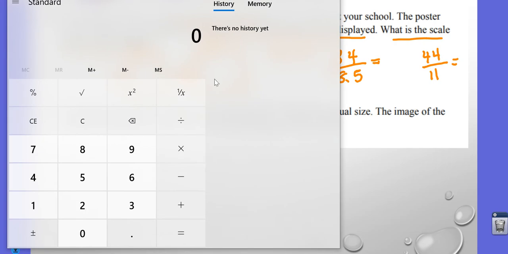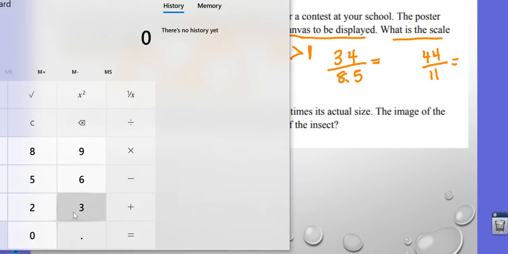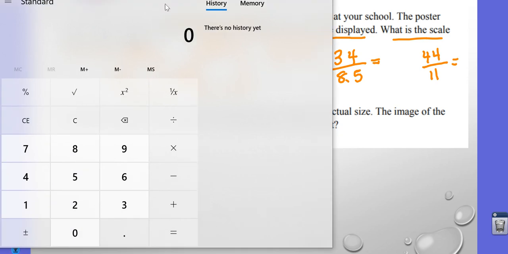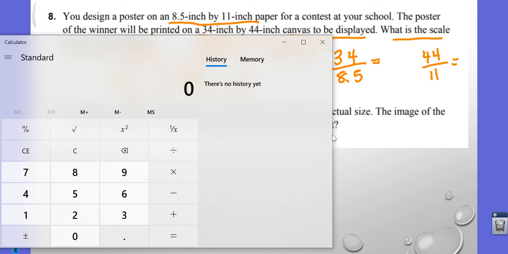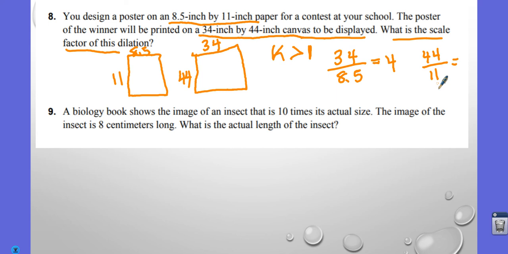Minimize it. Okay, so I need to do 34 divided by 8.5, which should be 4. And just off the top of my head, I know 44 divided by 11 is 4. So there we go. So my K is equal to 4. They took each one of these sides and blew it up by 4 inches. So my scale factor is 4 inches here.